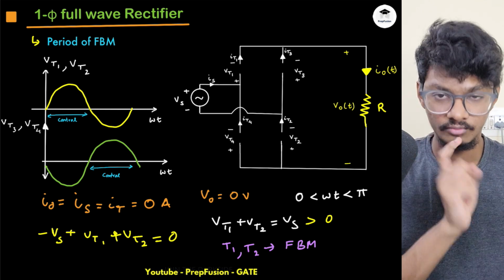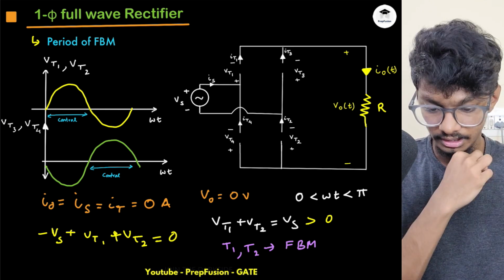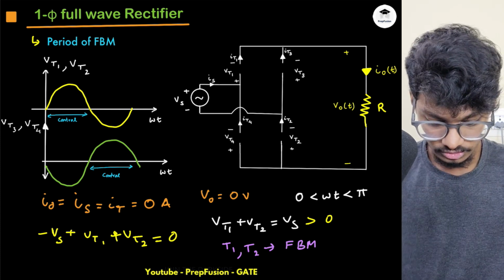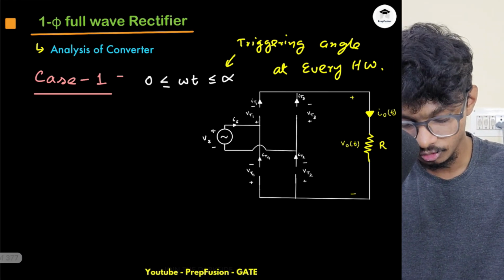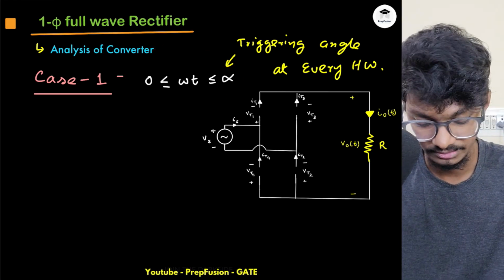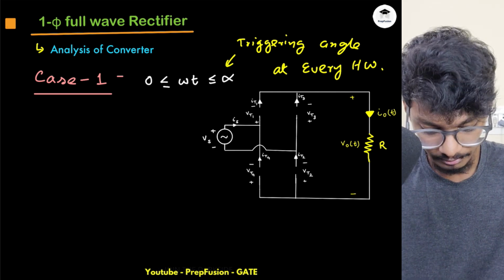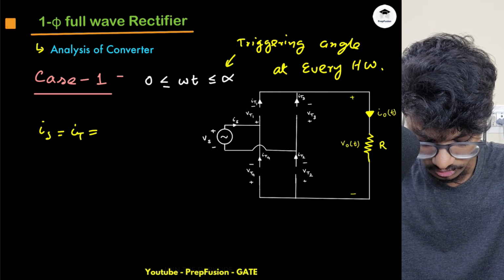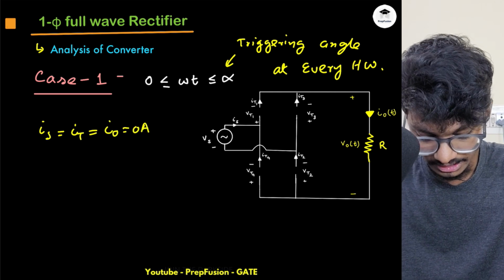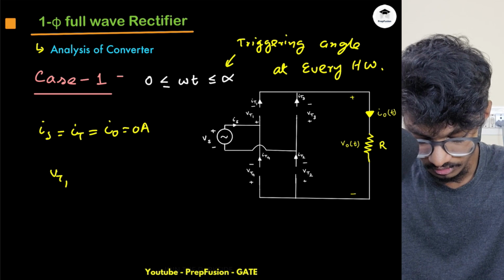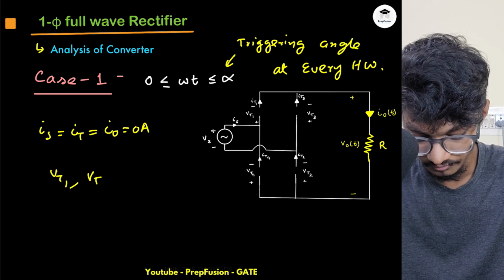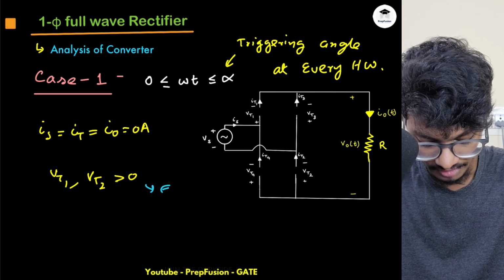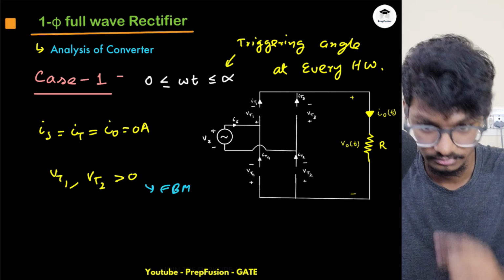Basically I will have a total of 4 cases, right? So the first case is 0 to alpha. I just explained in the summary as well that at this time my IS equals IT equals IO equals 0 amperes, and my VT1 and VT2 are greater than 0. They are in the forward blocking mode because I haven't triggered them yet.